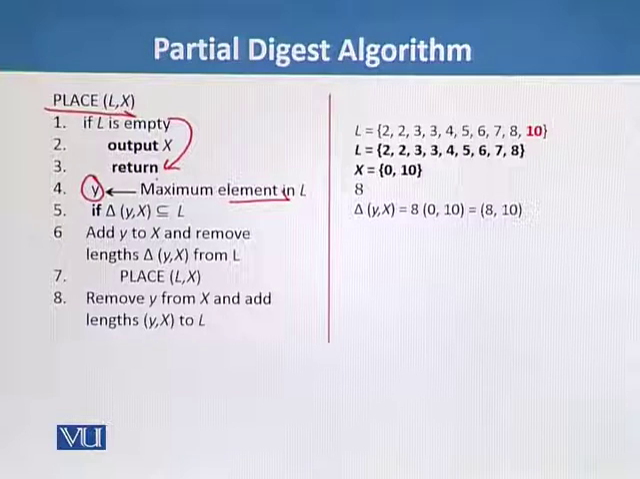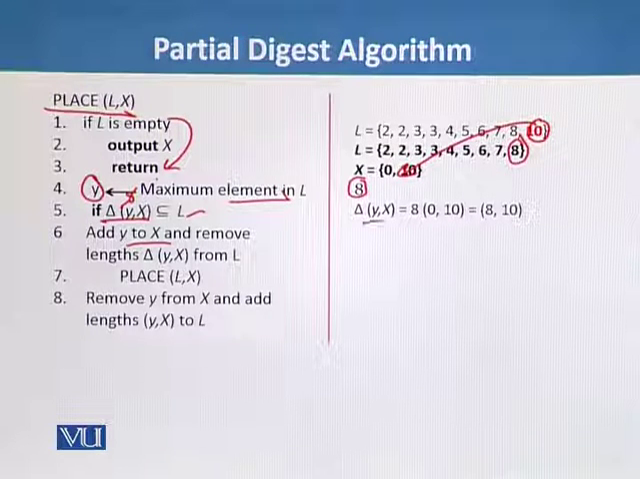So here the maximum element is 8 because 10 is already shifted to the X, so we are left with 8 as a maximum element. So next is the delta Yx. If subset of L, then we will add Y to the X. So we will calculate the value of delta Yx. Here Y we assume the value of 8 because it is the largest element in the L.